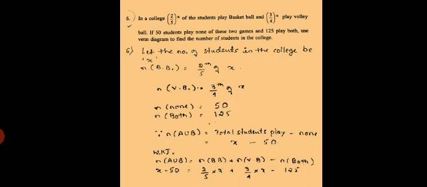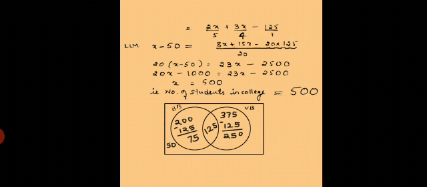Now, substitute their values. That is x minus 50 is equal to 2 upon 5 into x plus 3 upon 4 into x minus 125. So, simplify this by taking the LCM. You get the value of x is equal to 500. So, this is nothing but the number of students in the college is equal to 500.